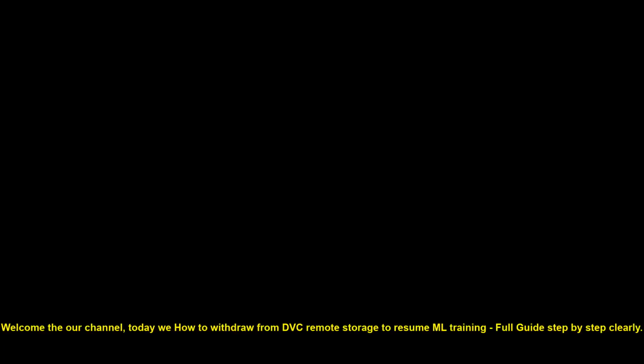by step clearly. To begin, access your DVC project in your terminal. Ensure you are in the correct directory for your DVC project. Use the command dvc pull to download remote storage files to your local environment. This command pulls the latest data needed for machine learning training.